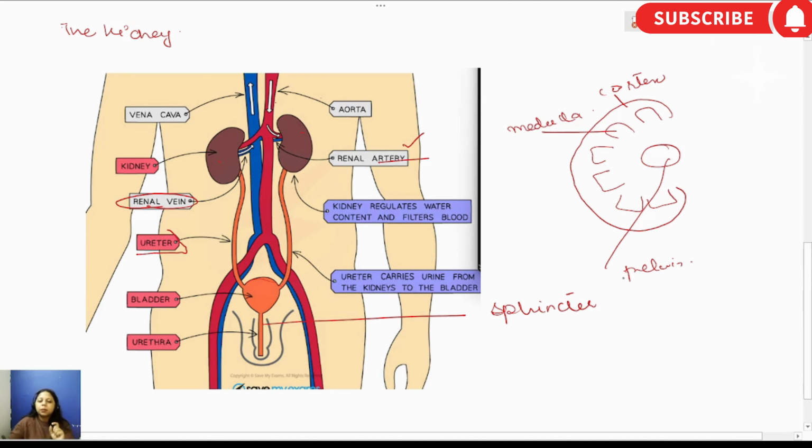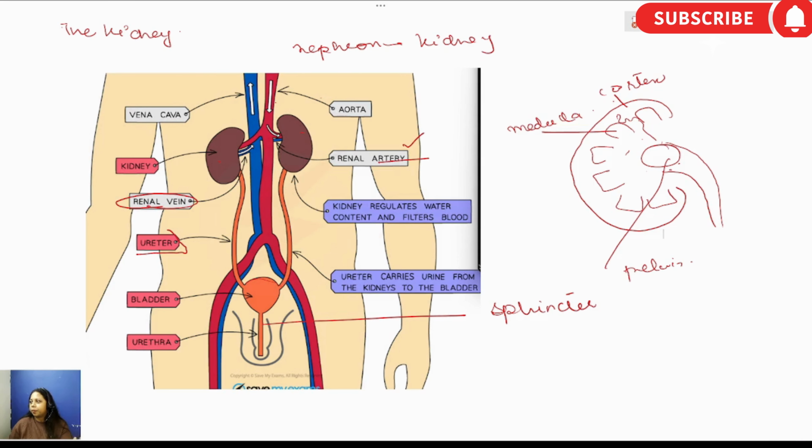Why am I telling you these names? The nephron is the functional unit of the kidney. Like the alveoli play the main role in the lungs, and in the small intestine the villi play the important role, in the kidney the nephron plays the important role. Nephrons are present at the junction of the cortex and medulla, like here. The urine is then collected in the pelvis, and from here it moves through the ureter and is collected in the bladder. Clear?